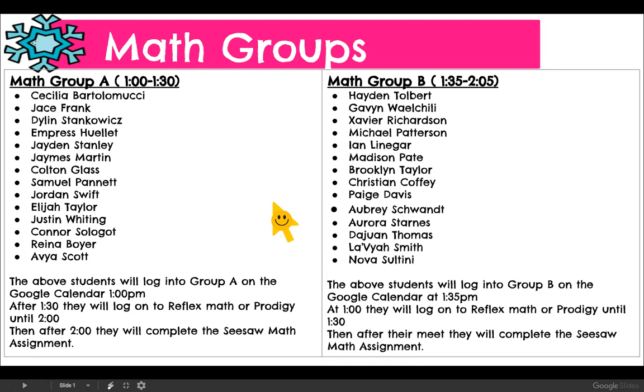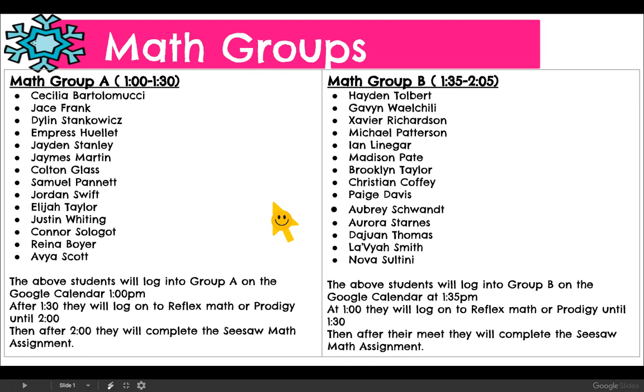So if you're in math group A from 1 to 1:30, you will be meeting with me. You will log in at 1. After 1:30, you will then log into Reflex Math or Prodigy until 2. So that half hour you're not with me, you are logging on to Reflex Math or Prodigy and continuing doing math work. Reflex Math is helpful in helping the kids work on their math fact fluency with addition and subtraction. And Prodigy, I will always align it to the standard they're working on for the week. So for example, this week, we're working on 2-digit addition. So all of the questions in Prodigy will be aligned to 2-digit addition.